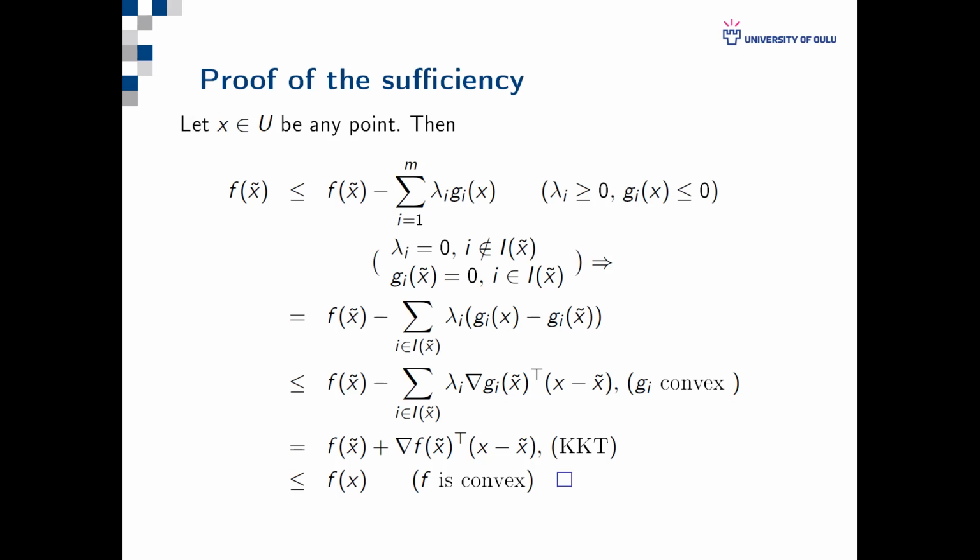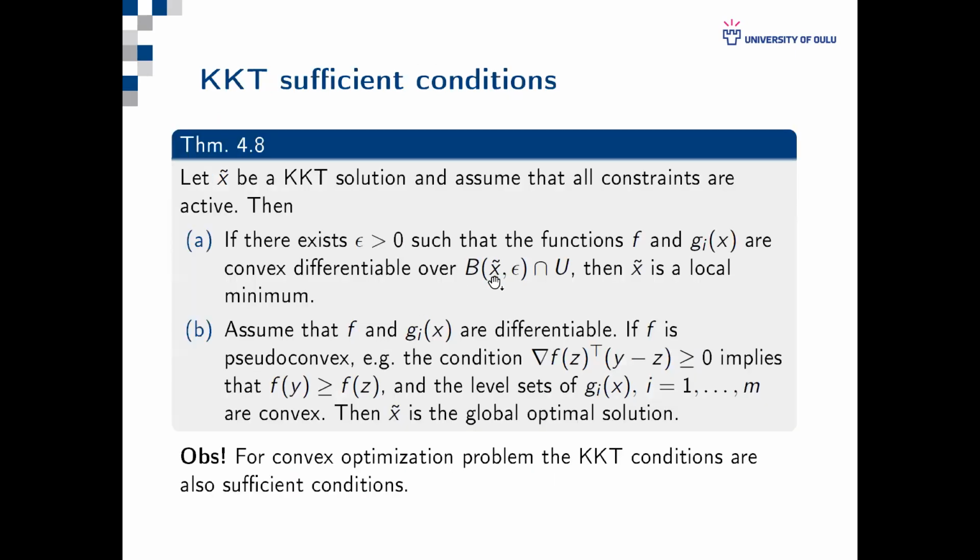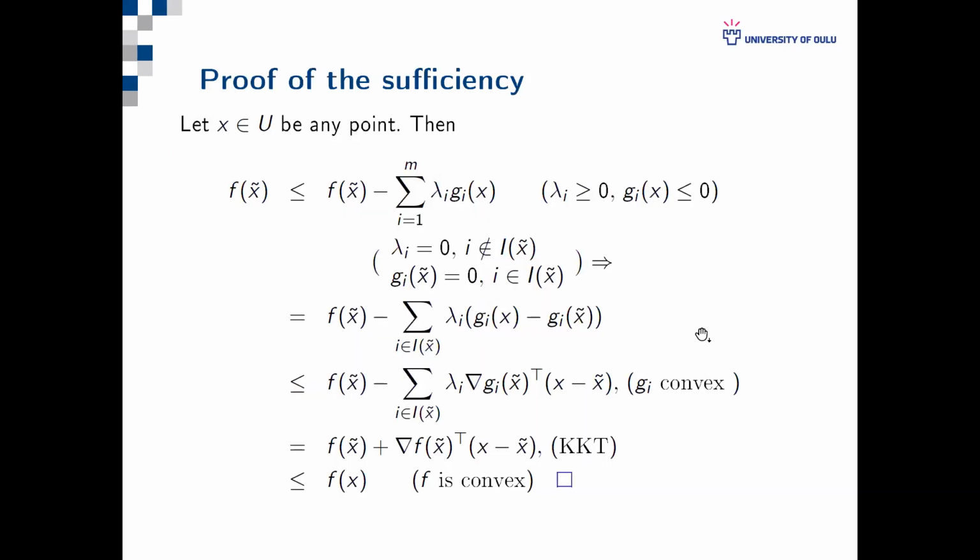The same proof can be extended to these non-convex cases where we take only local environments of the minimum points. So we consider everything locally. We have a locally convex case. Then the same proof, a little bit more lines, but exactly the same proof is valid in that case also.